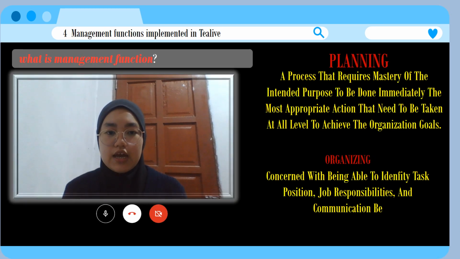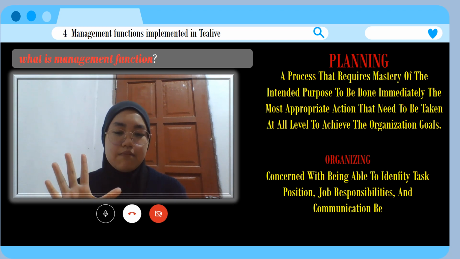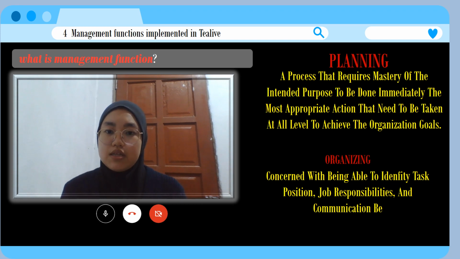Okay, for this slide, I'm going to explain the 4 management functions. First, what is a management function? A management function is a method of doing things in a systematic manner. Management is usually recognized as 5 elements by Henri Fayol, but now only 4 are commonly accepted. They are planning, organizing, leading, and controlling. So we go to the first function, which is planning.